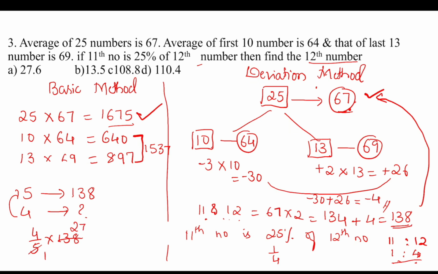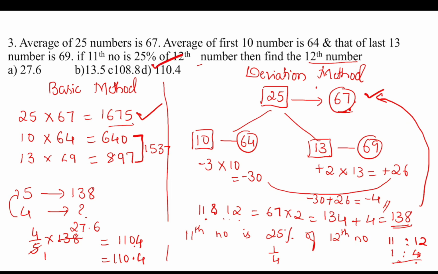5 sevens are 35, 0.3 will remain, 6 are. Okay, so 27.6 into 4 will be 1104. Okay, so the 12th number is... sorry, the point is there, so it is 110.4. So the 12th number is 110.4. Option D is the answer.